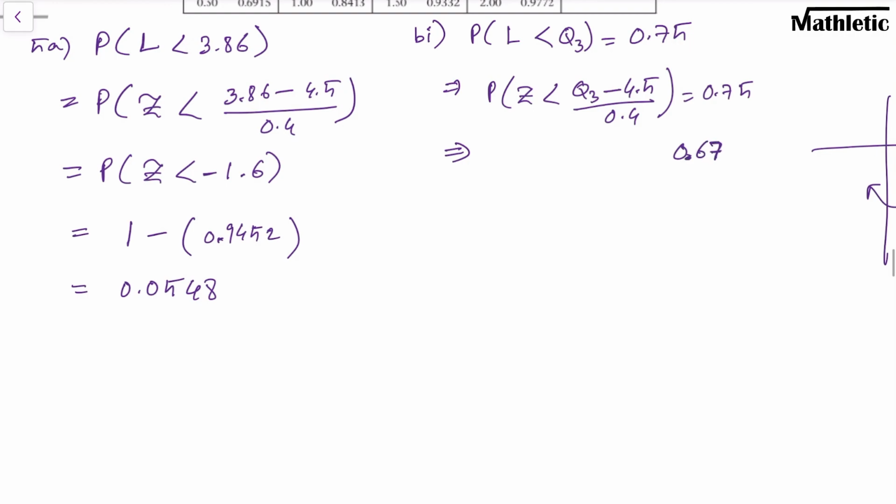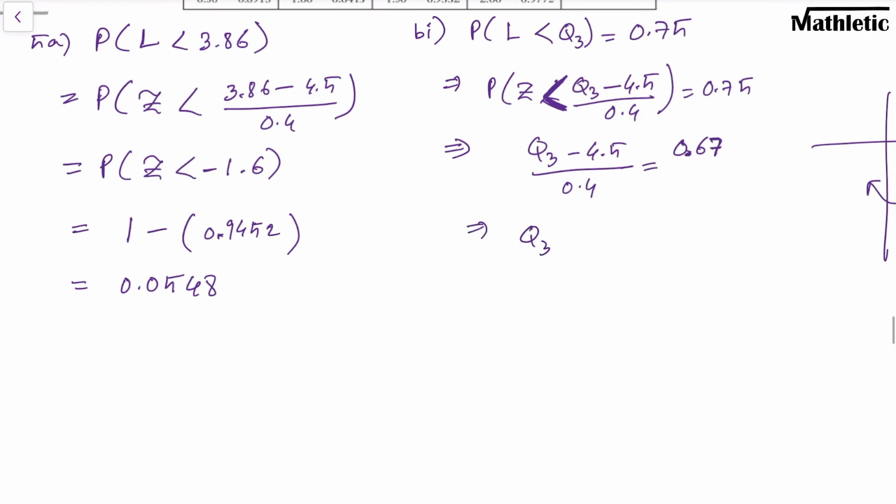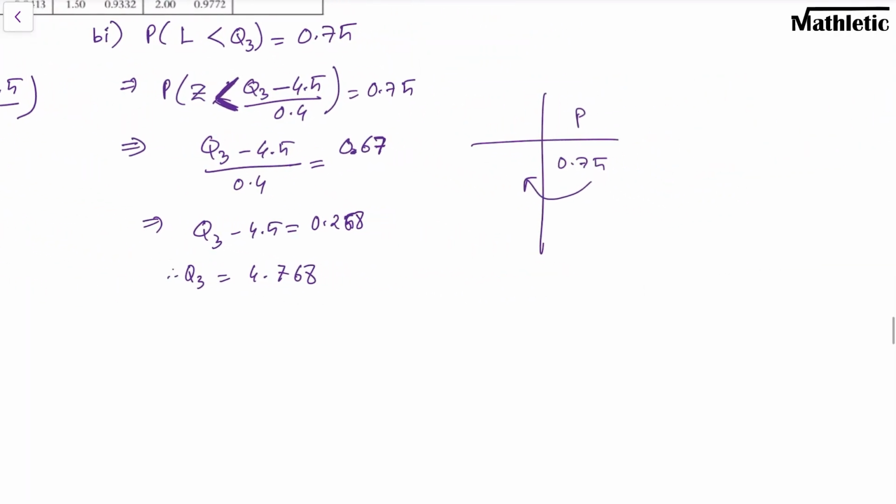So this is the value of Z and this is the value of Z. I will equate them. To equate that, you need a less than sign, obviously. The table is applicable for the less than sign, so we will always try to have the less than sign here. Solving this will give us the value of Q3, which is 4.768.